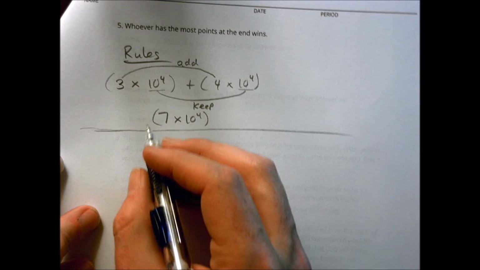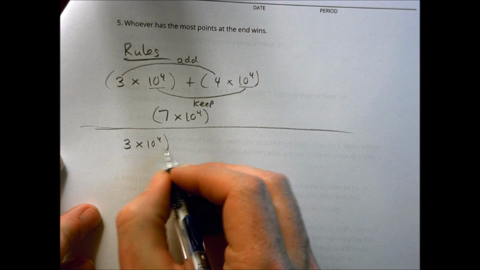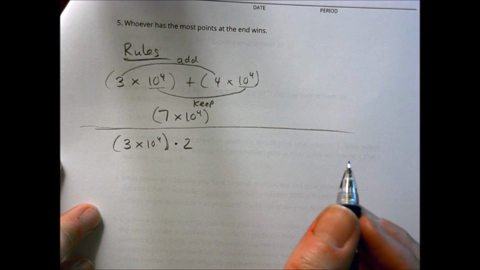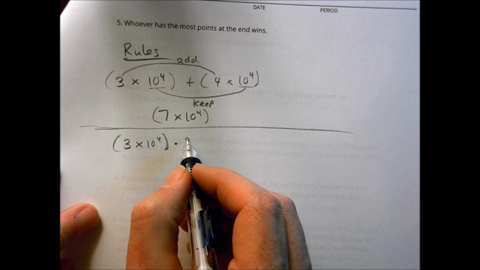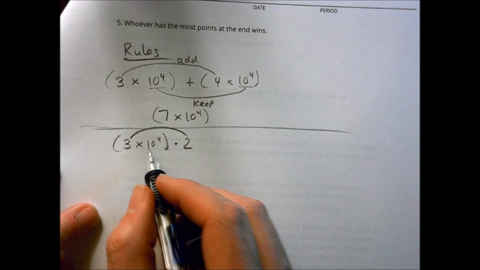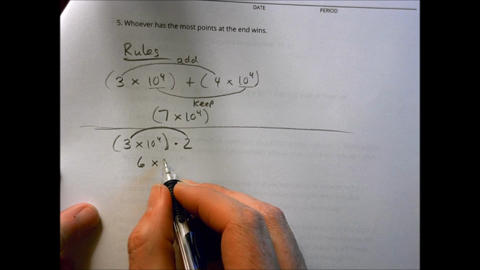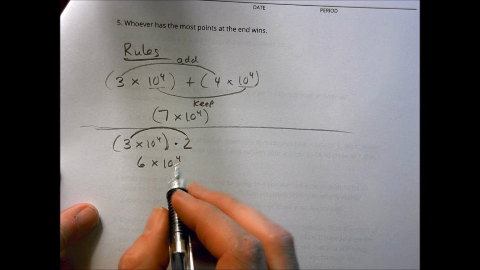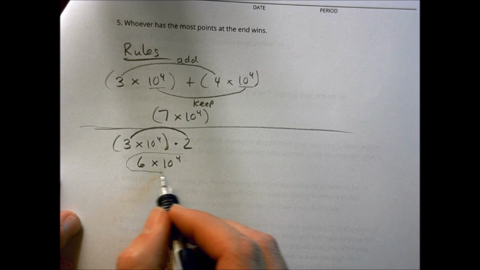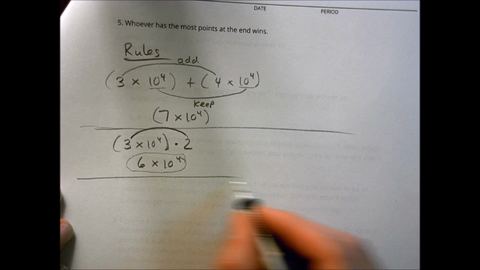If I'm going to take a number in scientific notation, 3 times 10 to the fourth, and multiply it by a number, what's multiplied is just the front number. The base stays the same. So 3 times 2 is 6, and I keep the 10 to the fourth as it is. That becomes 6 times 10 to the fourth. Got that? All right, another example real quick.